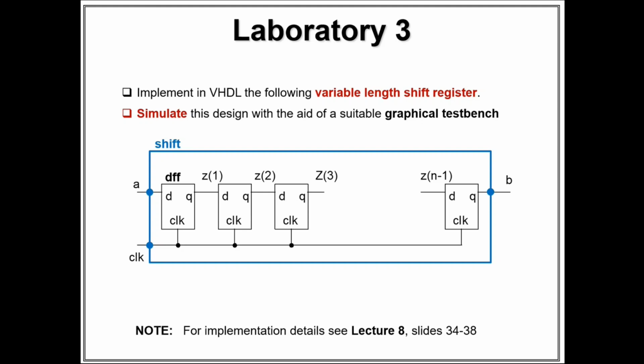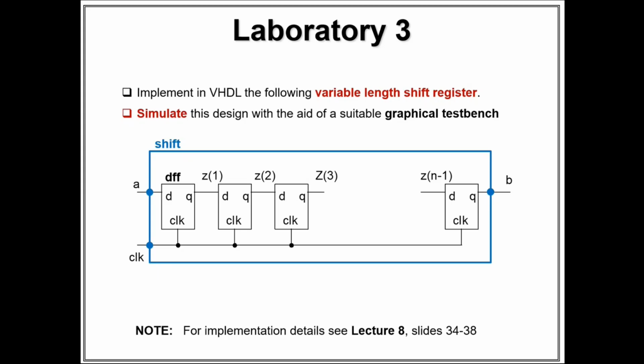So if you remember what we discussed in terms of this variable length shift register, this was a direct application of using generic parameters and using generic mapping in order to create a universal length shift register. So this shift register essentially has a variable length which the user can set as they wish without having to modify the source code of the shift register at all.